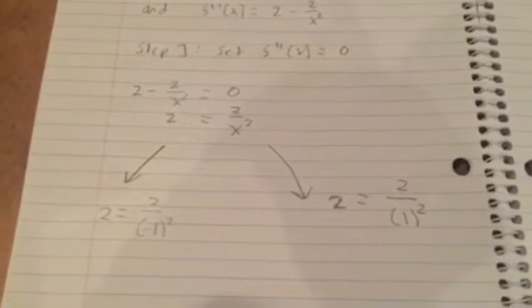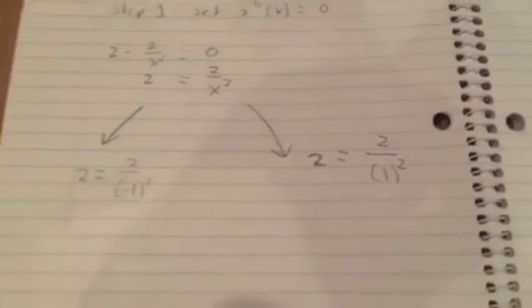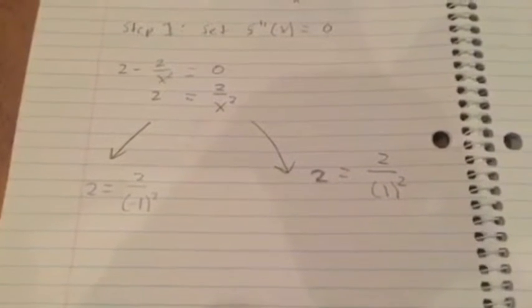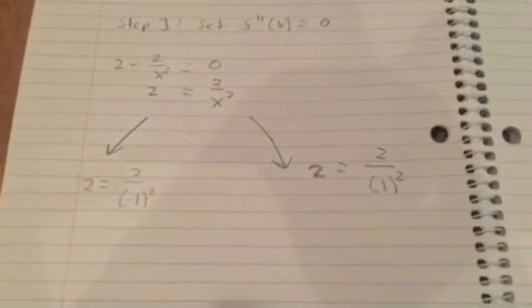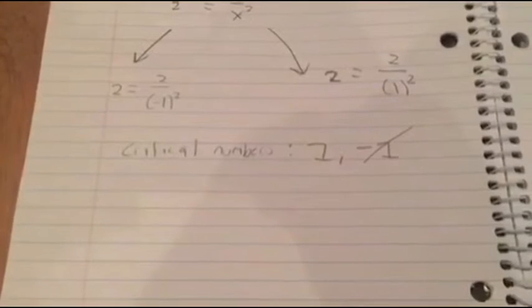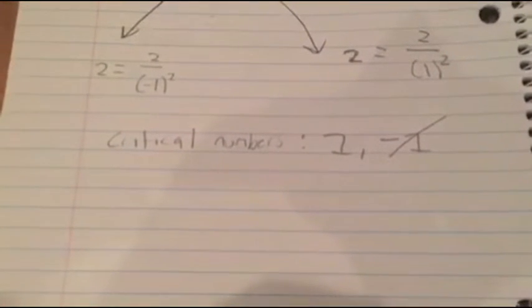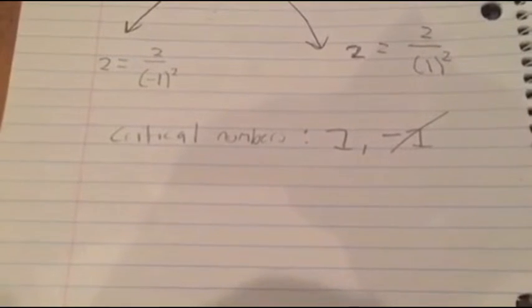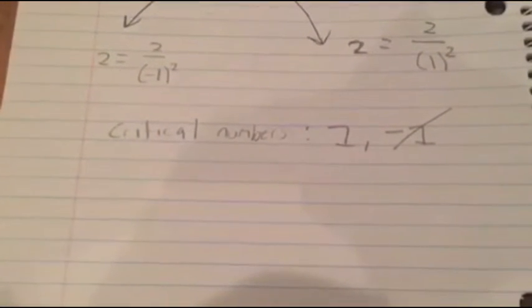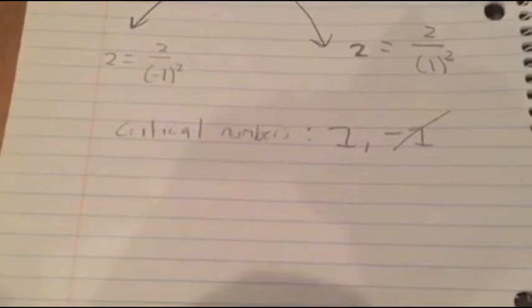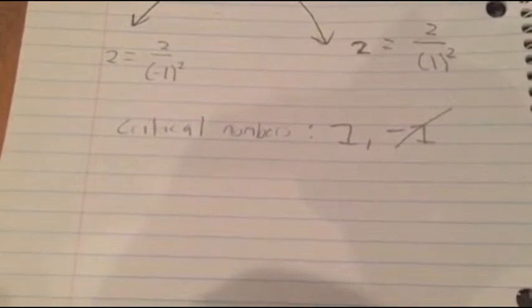That would be negative 1 and positive 1, because both of them squared equal 1, so 2 will equal 2, and these will be our critical numbers. Note that -1 will not be a critical number. This is because -1 is not in the domain of the function. So we can just go ahead and eliminate it. So 1 will be our only critical number.